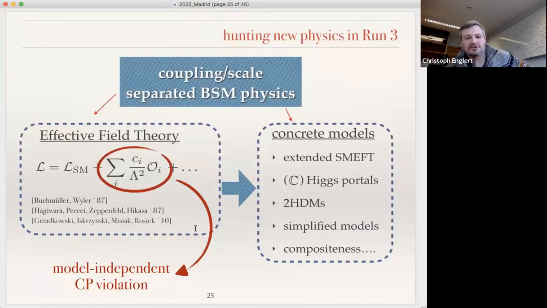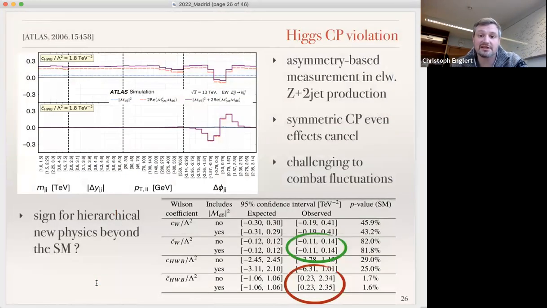So coming now back to my second point, model independent CP violation is also modeled by this guy here. Why is this a relevant question? It falls a little bit away from the TT bar discussion that I had. Well, ATLAS already saw something that looks a little bit like CP violation in 2006, and they looked into Z+2 jet production in a weak boson fusion channel. That's essentially just electroweak Z+2 jet production. They specifically looked into asymmetry measurements, and those asymmetry measurements have the benefit that CP even effects just cancel out in these.